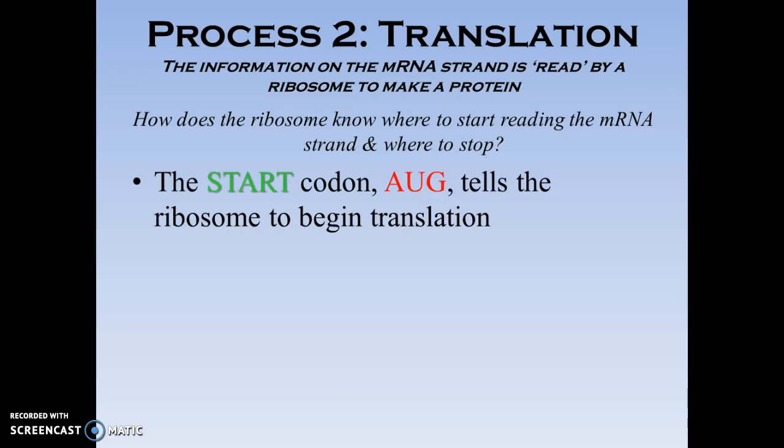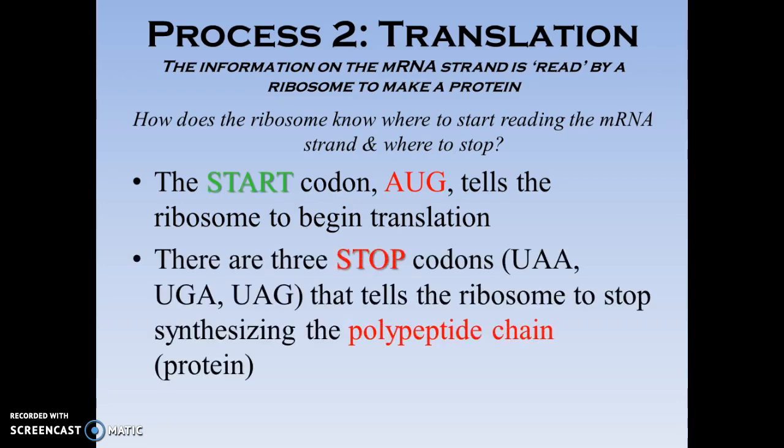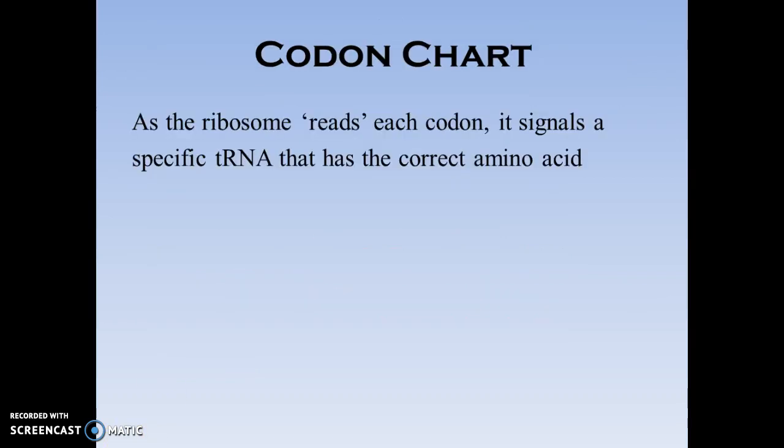There's a specific start codon, AUG, that tells the ribosome where to begin. There are also 3 stop codons, UAA, UGA, and UAG, that tell the ribosome to stop. As the ribosome reads the mRNA, as it reads each codon, it needs to call for a specific tRNA that has the right amino acid. So the codons code for these ingredients of the proteins.